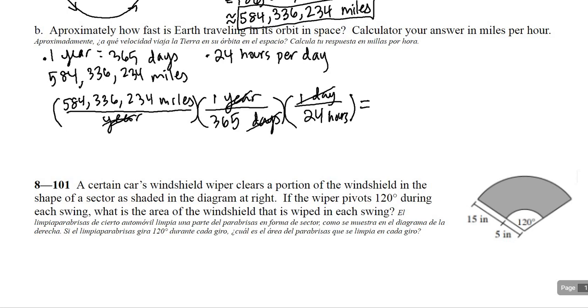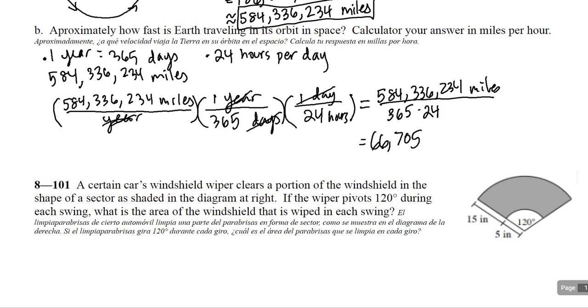So let's do some multiplication. On top, we have 584,336,234 miles. And that's out of 365 times 24 hours. And if you put that in your calculator, in the end, you will get 66,705. And the units are miles per hour. I forgot to write hour up here. We did it.